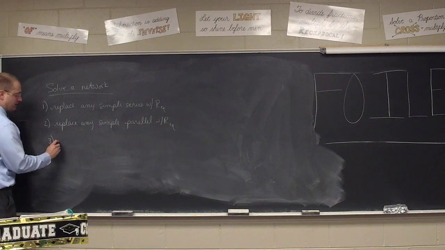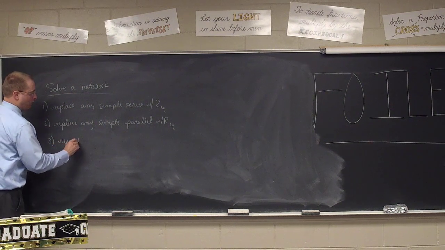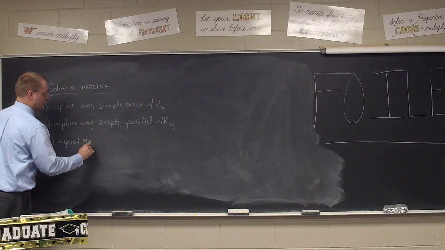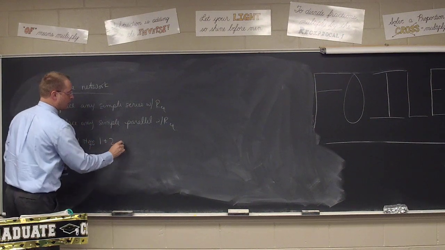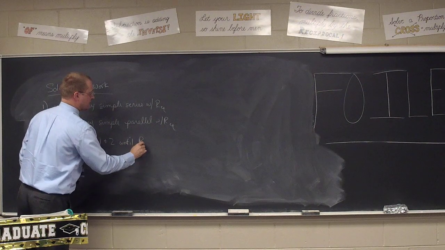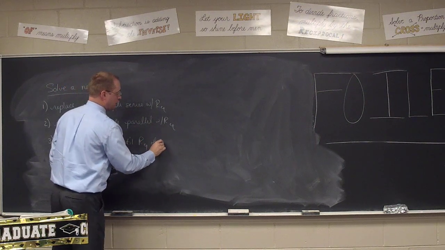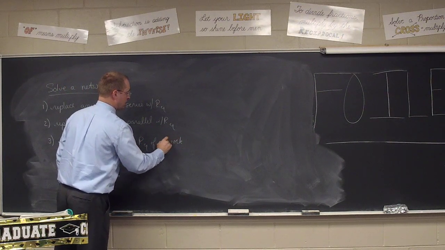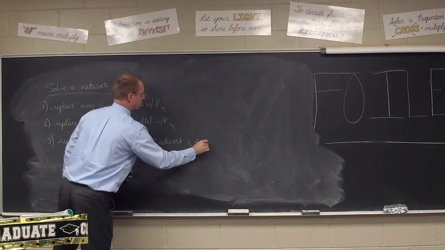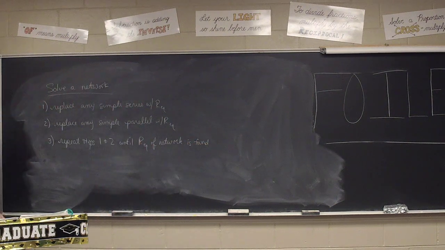So step number 3 is kind of a vague, repeat steps 1 and 2, until the equivalent resistance of the network is found. You just keep at series, parallel, series, parallel, series, parallel, until eventually this is the equivalent resistance. This is as far as we're going today.